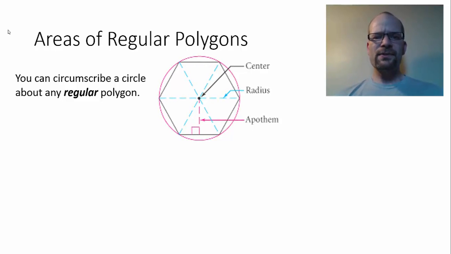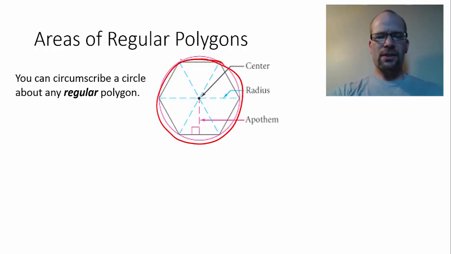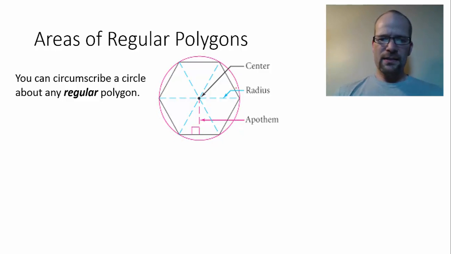A couple concepts, a couple words we'll introduce in this section. First of all, let's remember that it is possible to circumscribe a circle about any regular polygon. So whether I'm talking about an equilateral triangle, a square, a regular hexagon, a regular pentagon, any regular polygon, I can circumscribe, or draw around it, a circle so that the circle includes each of the vertices of the regular polygon. And so you can see an example of that here.